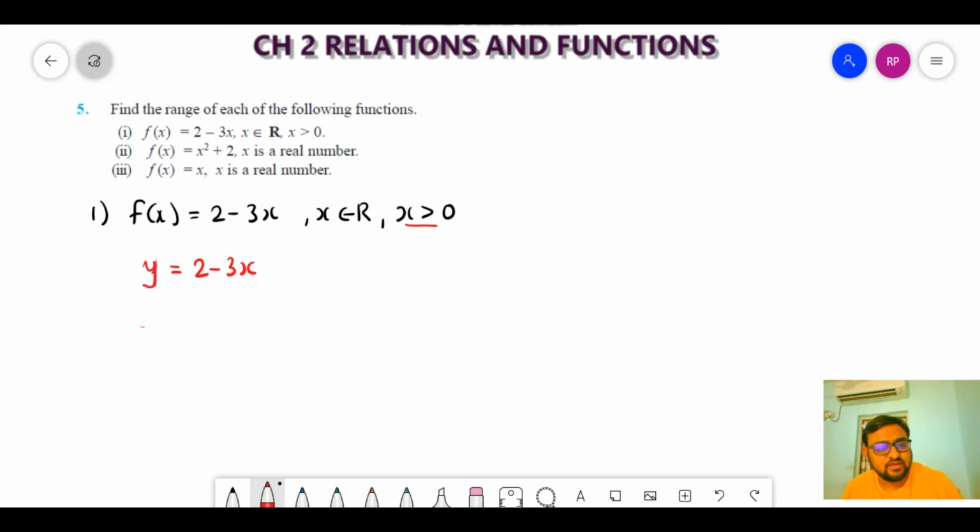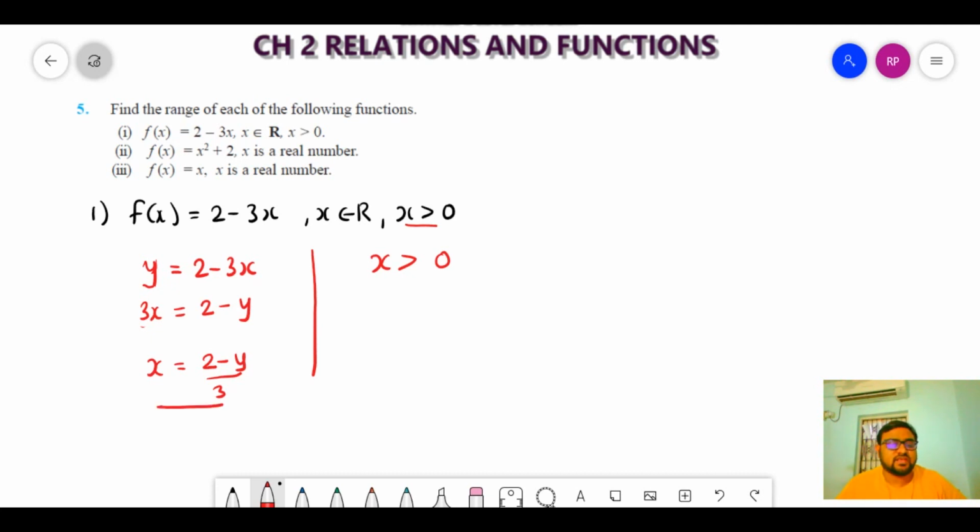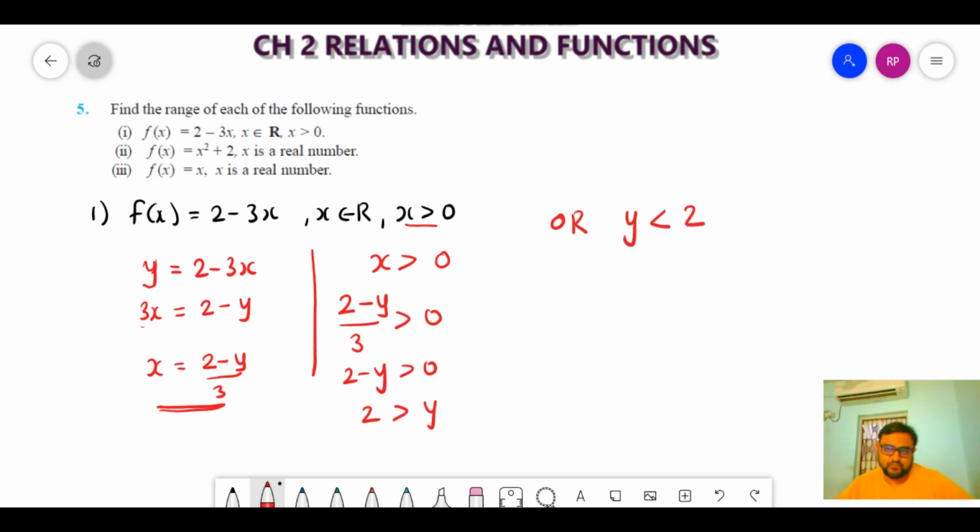So this shows us that 3x is equal to 2 minus y. So this implies x is equal to (2 minus y) upon 3. Okay. Now see, it is given that x is greater than 0. So using this equation, I will get (2 minus y) by 3 greater than 0. That means 2 minus y is greater than 0. That means 2 is greater than y, or y is less than 2.